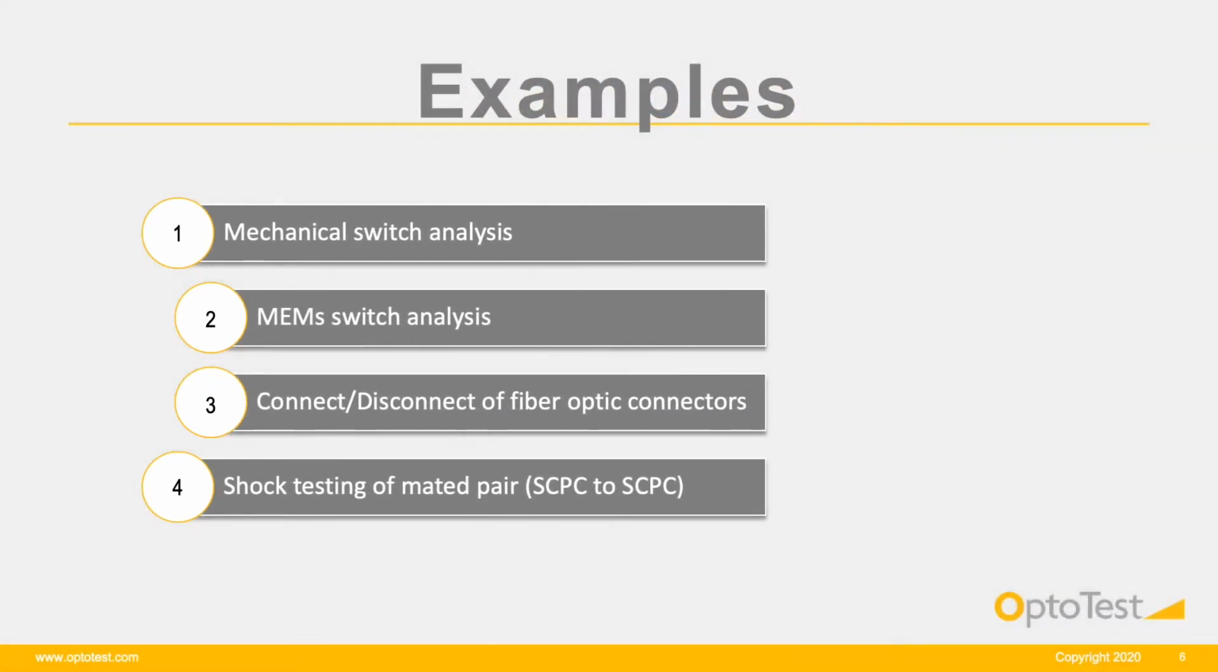In this presentation, I will present some basic applications where the OP740 can be utilized. First, we'll look at the performance of a mechanical switch as well as a MEMS switch. We will then look at how the OP740 can be set up to monitor the insertion loss and return loss behavior of the optical signal when a connector goes through a mating cycle. Lastly, we will look at a common shock test and how to use the OP740 to capture and analyze the associated discontinuities.